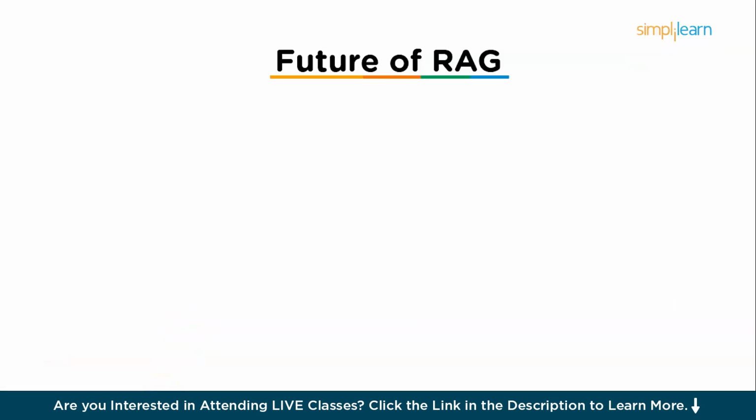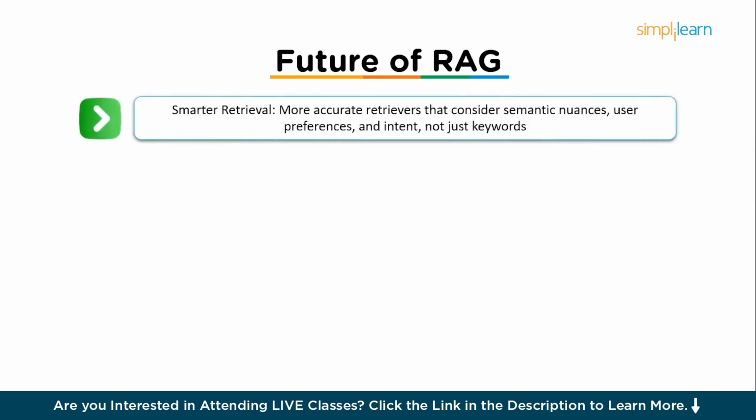So lastly and finally, we have a conclusion over here. And the conclusion basically focuses on the future of RAG. So as powerful as RAG is today, its future looks even more promising. So in the upcoming years, we can expect the smarter retrieval, that is the more accurate retrievers that consider the semantic nuances, user preferences, and intent, not just keywords.